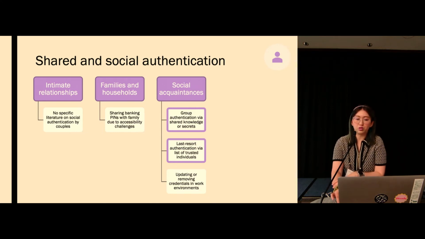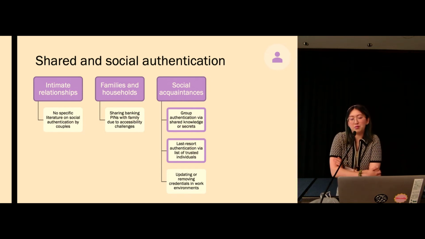And then in the workplace, there has been past work on the pitfalls of updating or removing credentials. So for example, when commonly shared passwords don't get updated often enough, people who leave the company can have unauthorized access. And then in place of passwords, researchers have thus tried to design more, quote, socially aware systems. For example, there's trusted contacts on Facebook where users can rely on a specific list of friends to help them log in if they ever get locked out.